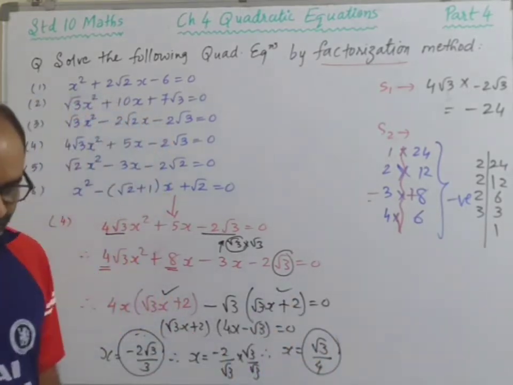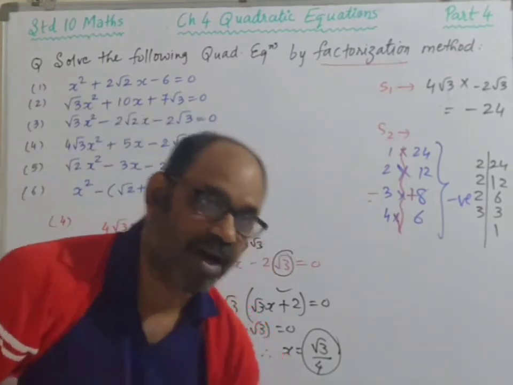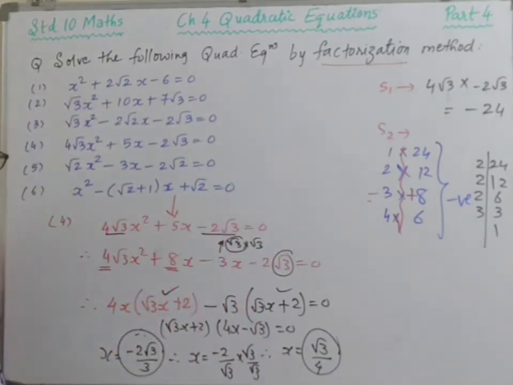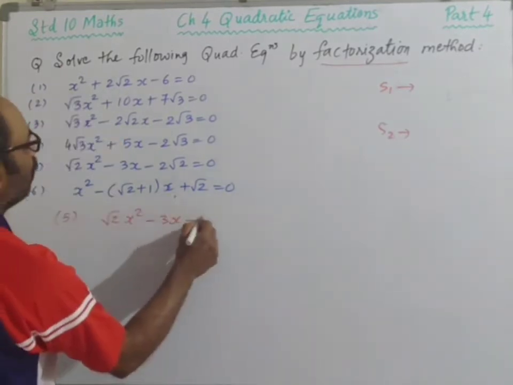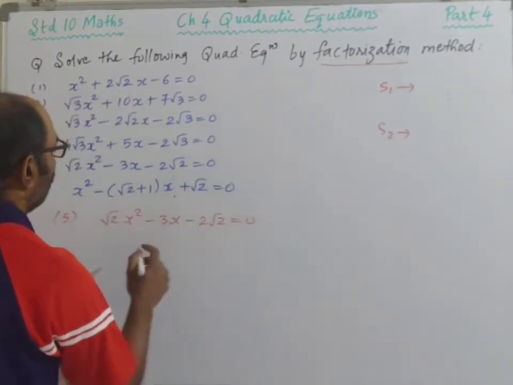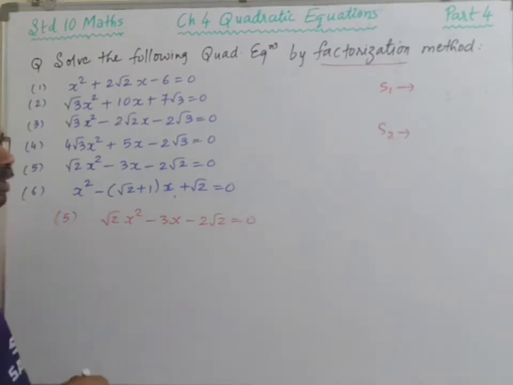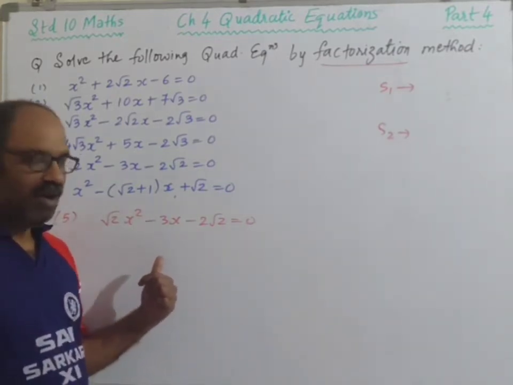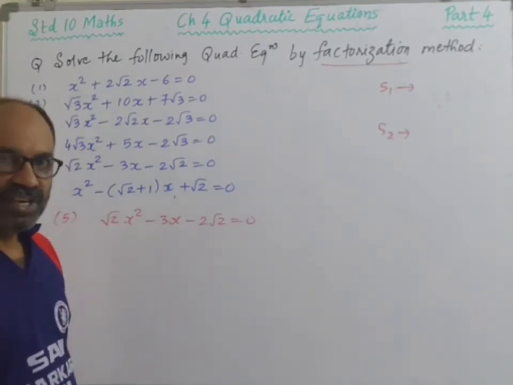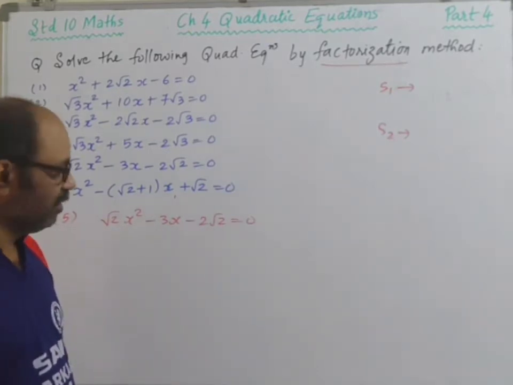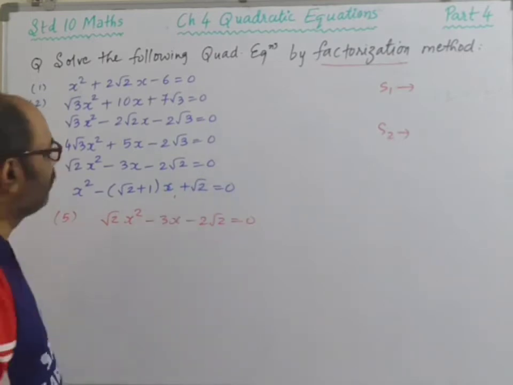These are the solutions of quadratic equation number 4 here, right? Let's see the fifth one now. Here is the fifth one, all right? Yes, root 2. So irrational numbers are involved as coefficients and you have to do it by the factorization method.